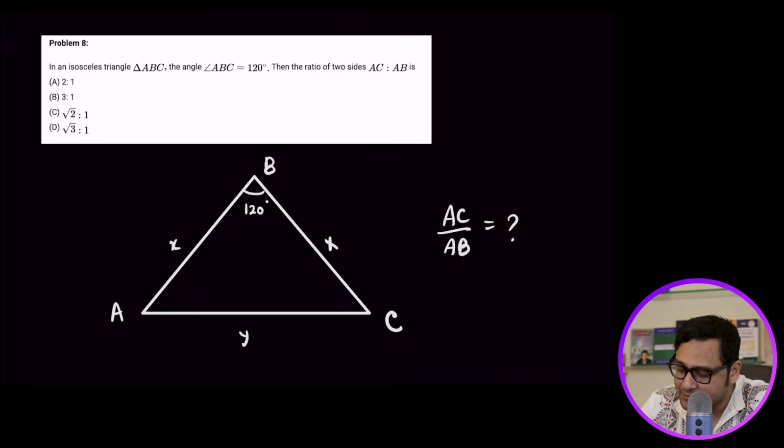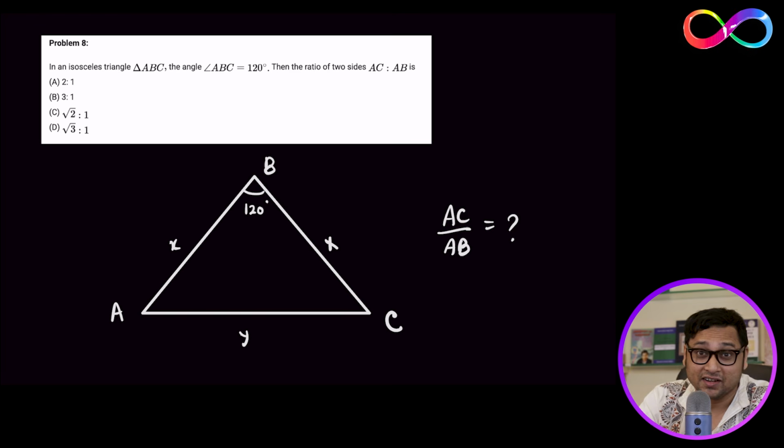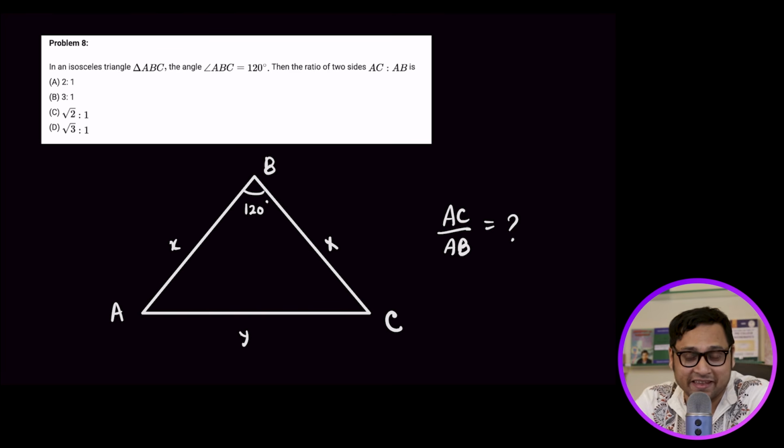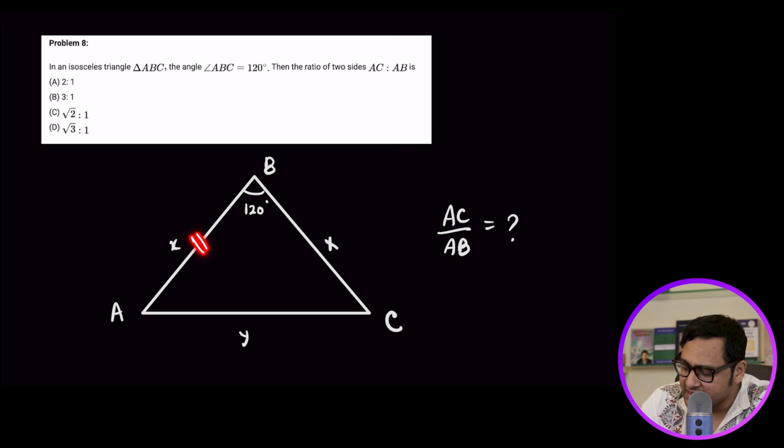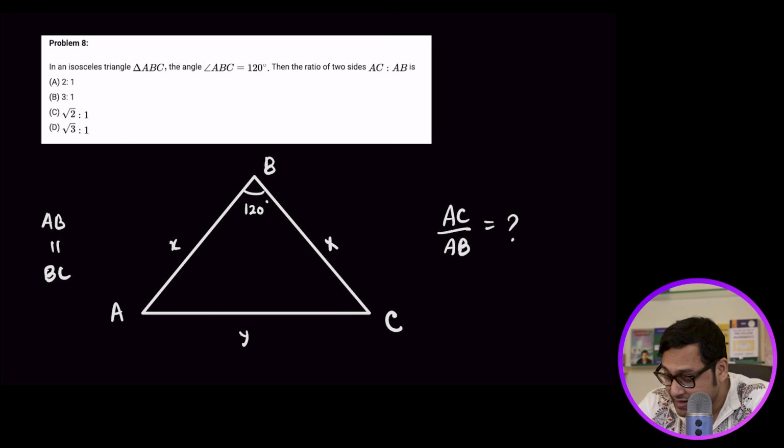The problem says that we have an isosceles triangle ABC with angle ABC is 120 degree. Angle ABC is 120 degree. It's obviously not one of the other two angles because the other two angles cannot be more than 90 degree. It's an isosceles triangle, so these two angles will be equal. So AB is clearly equal to BC. That's given. AB is equal to BC. Just by drawing the picture, you can get that information.